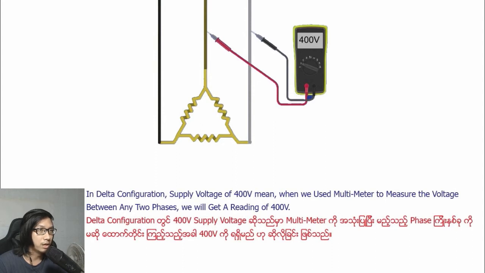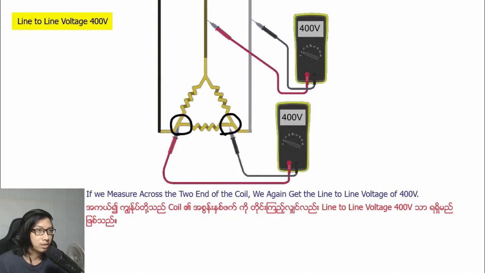In delta configuration, supply voltage of 400 volt means when we use a multimeter to measure the voltage between any two phases, we will get a reading of 400 volt. If we measure across the two ends of a coil, we again get the line-to-line voltage of 400 volt.